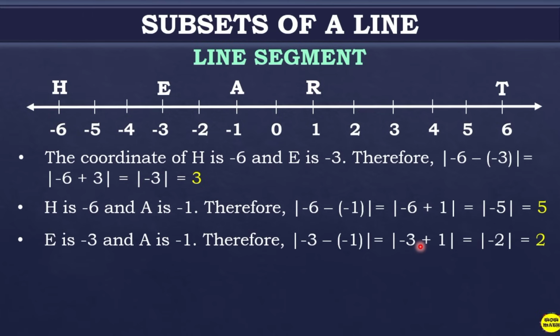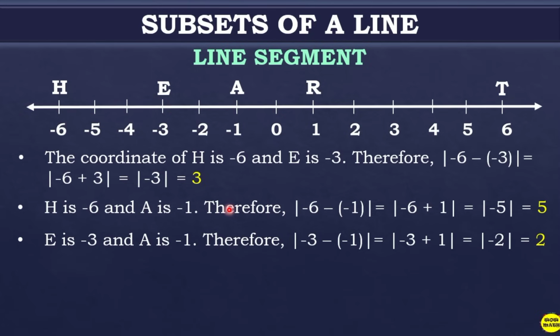Next. So I have here E is negative 3 and A is negative 1. So your E is negative 3 and then your A is negative 1. So let us subtract. So negative 3, do not forget to get the absolute value. So negative 3 minus negative 1. So this will become plus. So negative 3 plus 1. And that is negative 2. So find the absolute value of negative 2. That is 2. Okay? So EA is equal to 2. Okay, so as you can see, 1, 2.